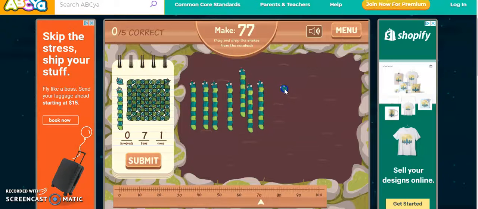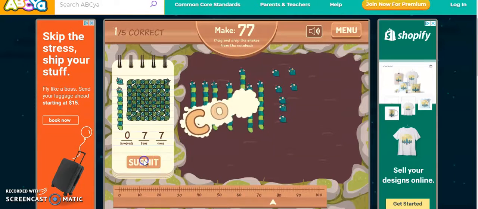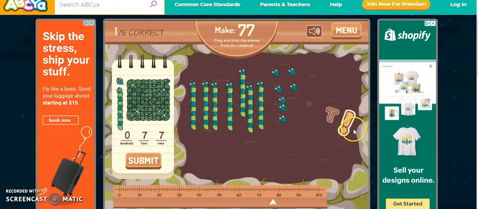Now we need the ones. 1, 2, 3, 4, 5, 6, and 7. And I like setting this up kind of like the 10 frame, where I have 5 on one side and 2 on the other side. Alright, it tells you if you're correct or not.